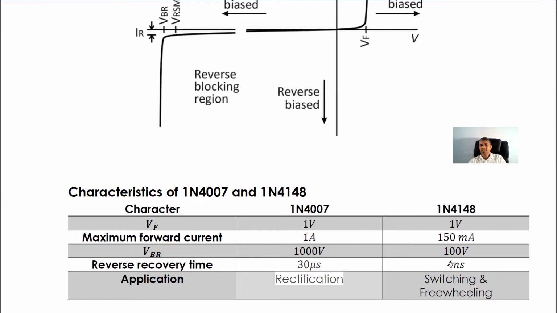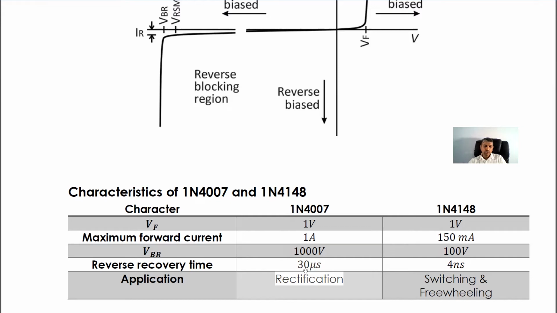Just 4 nanoseconds. You see, nano versus micro, right? Therefore, if you want to forward bias and reverse bias in a very fast manner, that means if you have to deal with nanoseconds, then it is better to use the expensive 4148. Even though it is expensive, the current is limited, and the maximum reverse voltage is also limited.